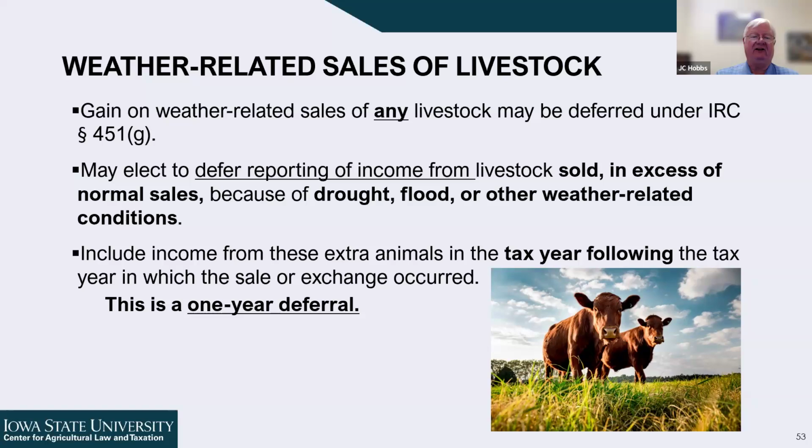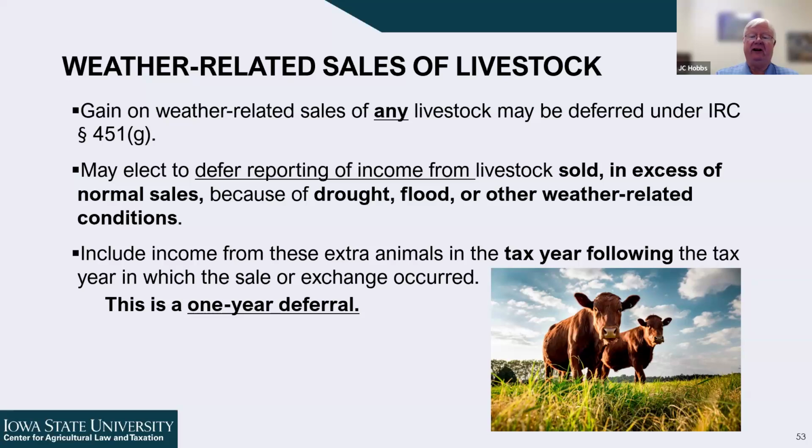You make an election to defer reporting of that income from livestock sold in excess of normal sales. Well, we've got the drought, flood, other weather-related conditions. This hurricane is going to apply. So if we've had to sell off the entire herd due to the drought, we can still elect to defer to the next year anything that would not normally have been sold in 2024. We can report that in 2025.